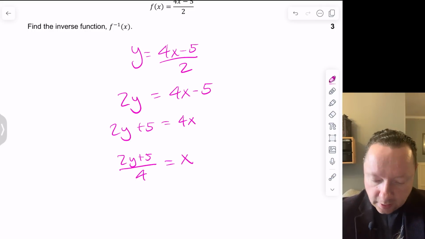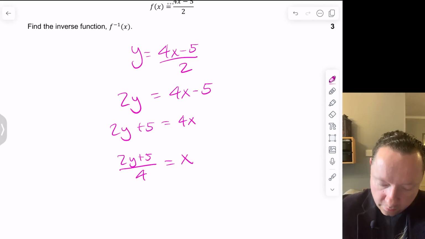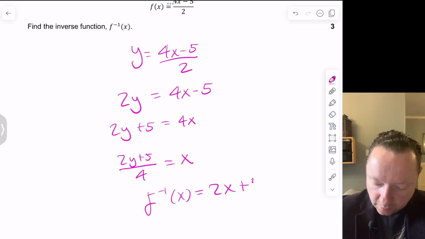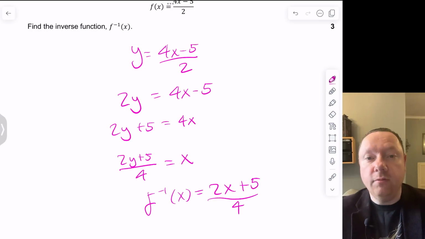So what you do instead is, you just get to this point, tick, and immediately write down the inverse function: f inverse of x equals 2 and y becomes x, plus 5, over 4, and you'll get your full marks.